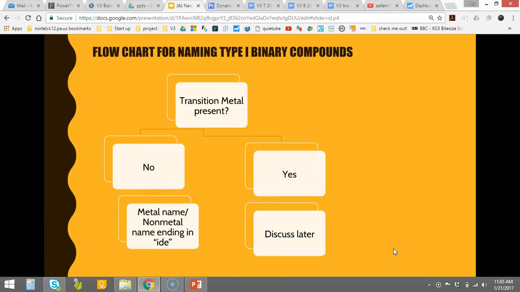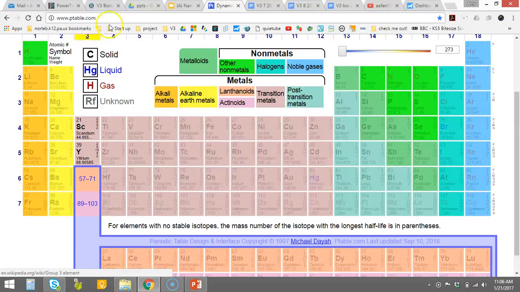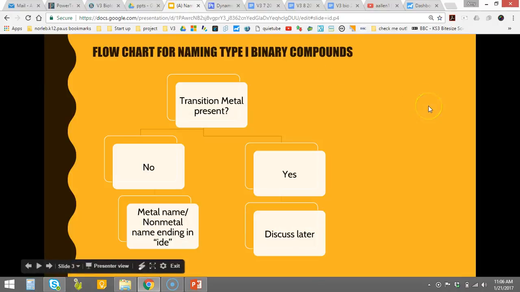So here's a flow chart for naming type 1 binary compounds. First you look at the metal. The metal will be the first element present. You ask, is it a transition metal? By transition metals, we're looking at something that comes from this section of the periodic table. If there's a transition metal present, then we'll talk about those rules today. If there's not, you simply name the metal and then change the ending of the nonmetal to "ide."